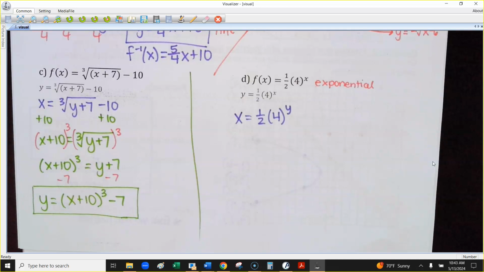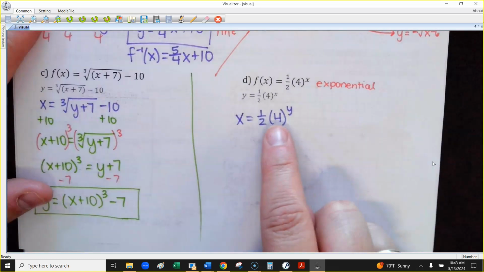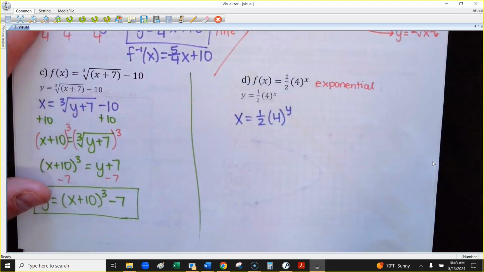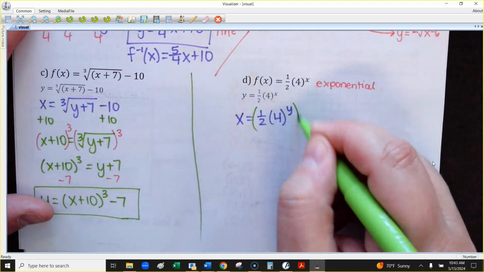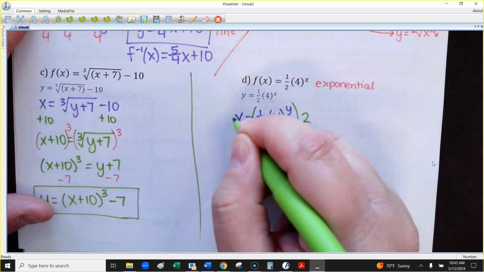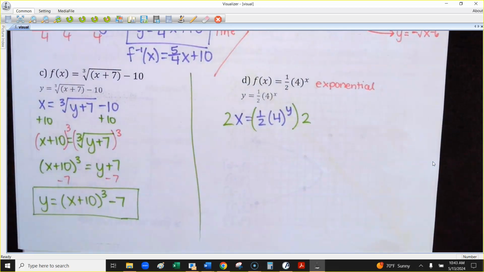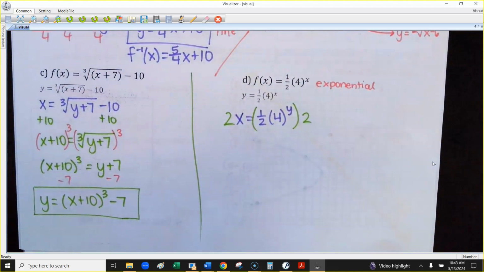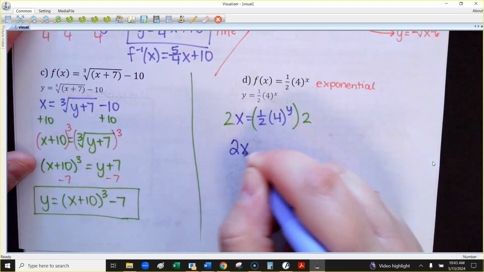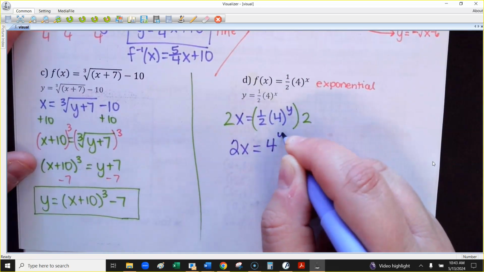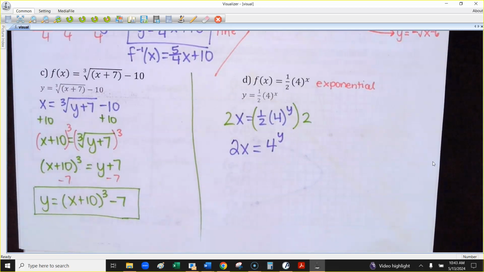Multiply by 2. Don't multiply the 1/2 and the 4 together. In your order of operations, you'd have to take care of that exponent first. So do not multiply these together. I'm going to actually get rid of the 1/2, and I'm going to do that by just multiplying both sides by 2. So if you take 2 times 1/2, it would just become 1. So this would become 2x equals 4 to the y power.